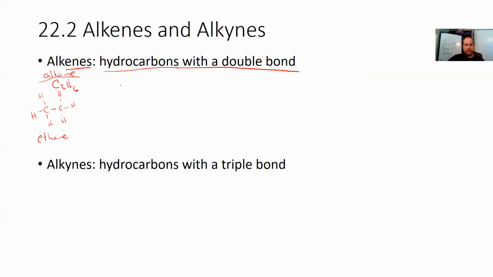Well, then C2H4 will be the alkene. C2H4 has a double bond between the carbons. This will be ethene or ethylene, but really ethene is the name there.